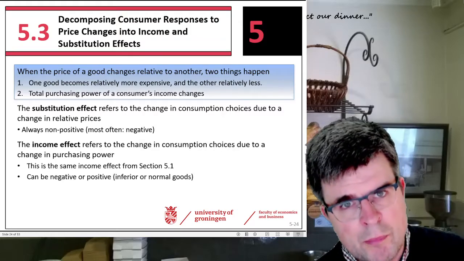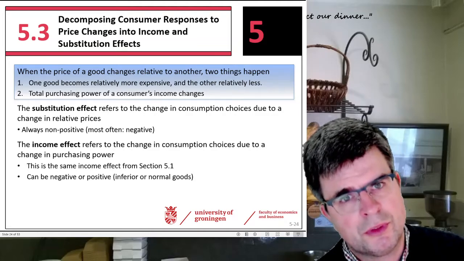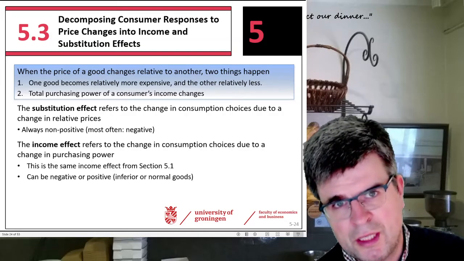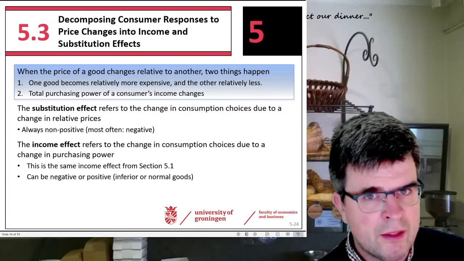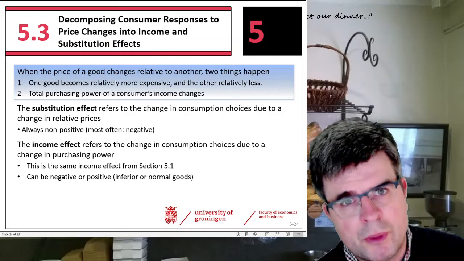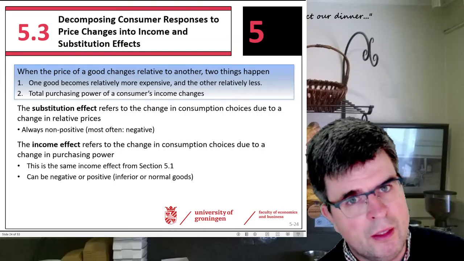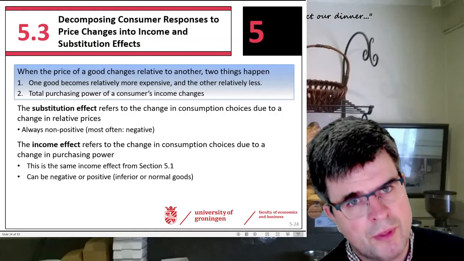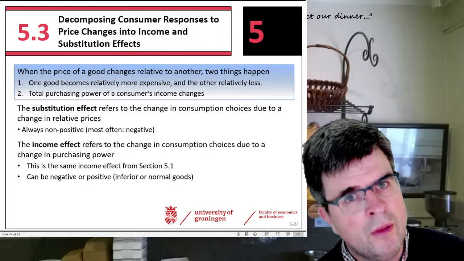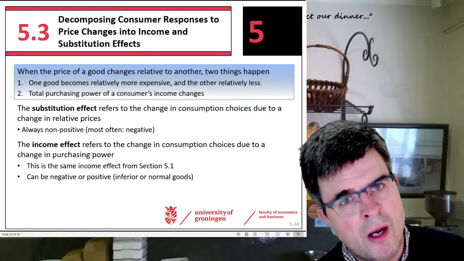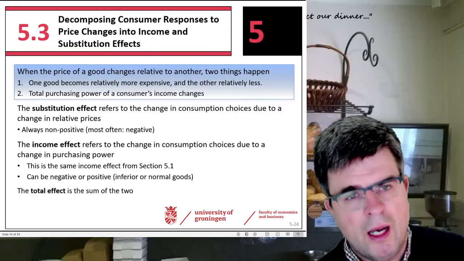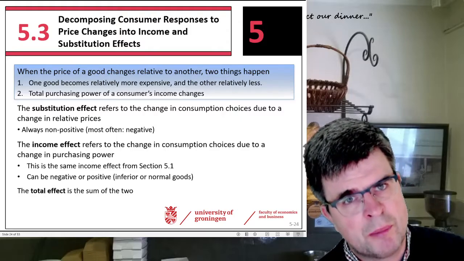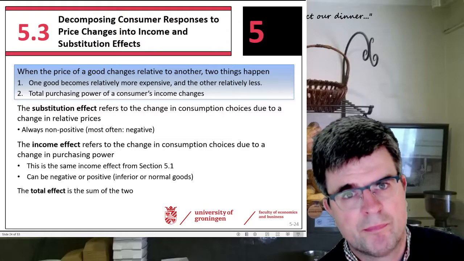The second effect, the income effect, refers to the change in consumption choices due to the change in purchasing power. And this is actually the same as the income effect that we already studied in section 5.1. And this can be negative or positive, dependent on whether we study a normal good, where an increase in income increases your quantity demanded for the good, or an inferior good, where you decrease your consumption of that good following an income increase. And the total effect is just the sum of the substitution effect and the income effect.